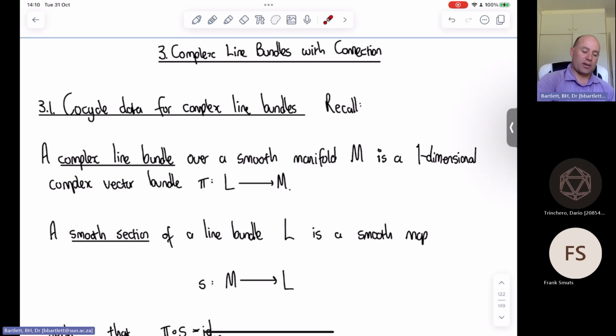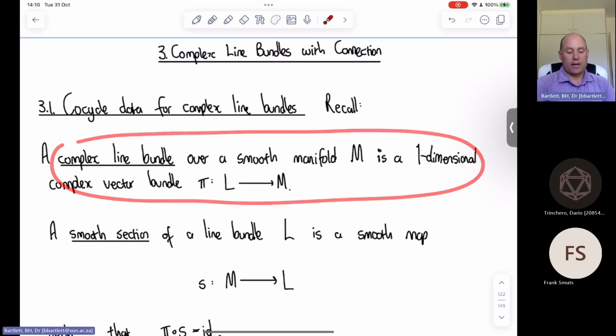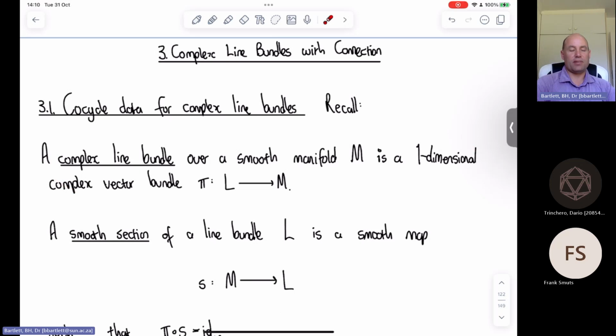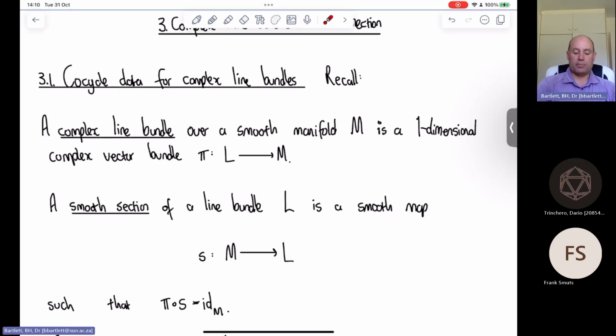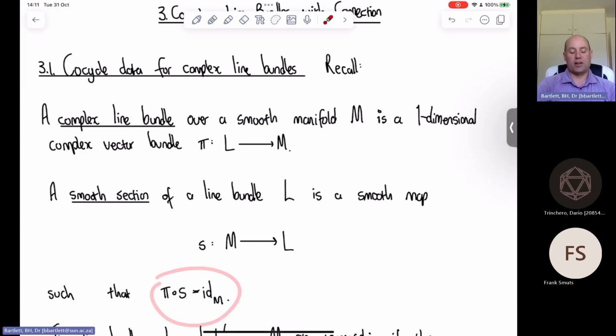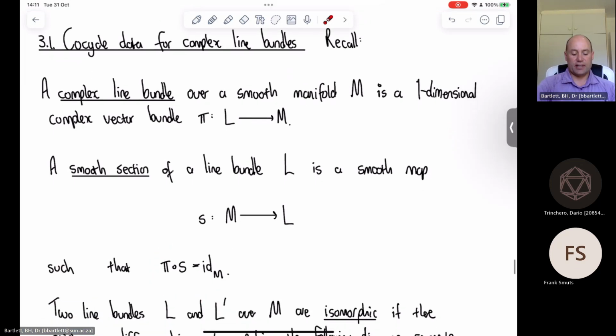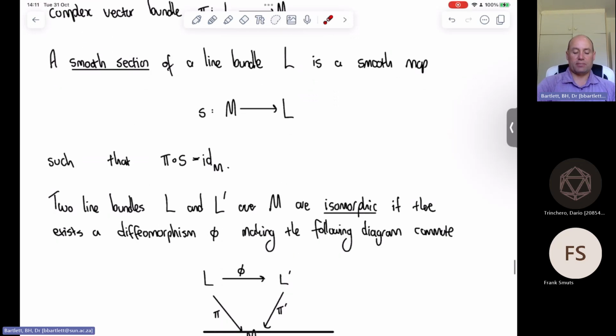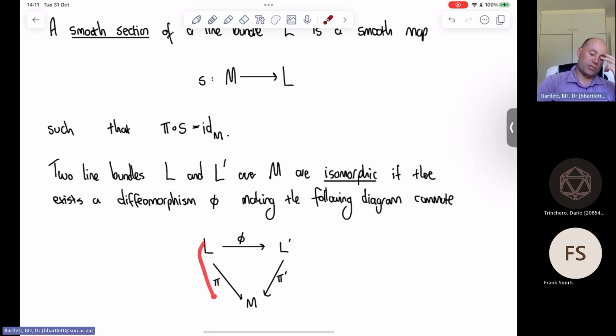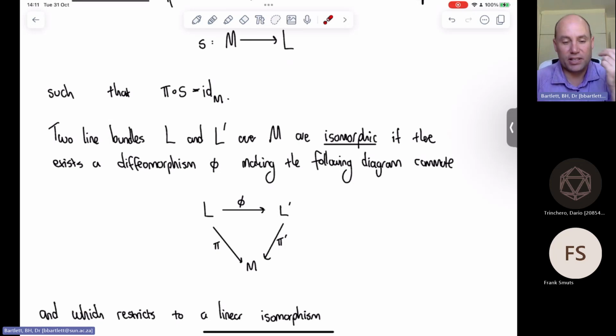First of all, recall that a complex line bundle over a smooth manifold is a one-dimensional complex vector bundle over the manifold. We spoke about what vector bundles are, so a one-dimensional complex vector bundle is called a complex line bundle. A smooth section is just a smooth map such that if you do the projection after the section, you get the identity. Also, 2 line bundles are isomorphic if there exists a diffeomorphism from L to L prime, compatible with the projection maps, which restricts to a linear map on each fiber.